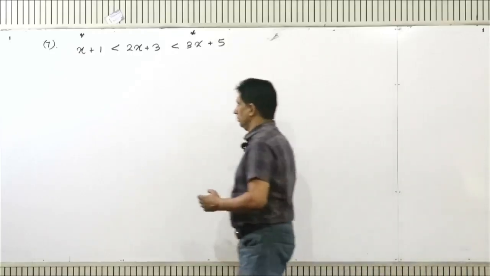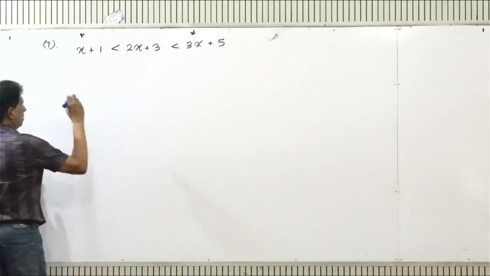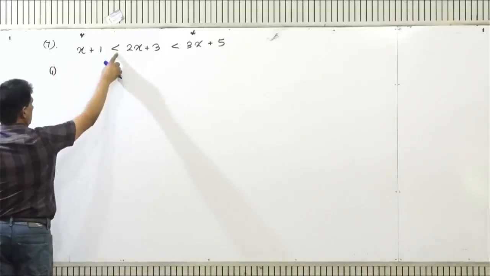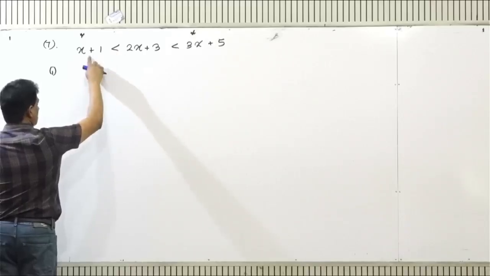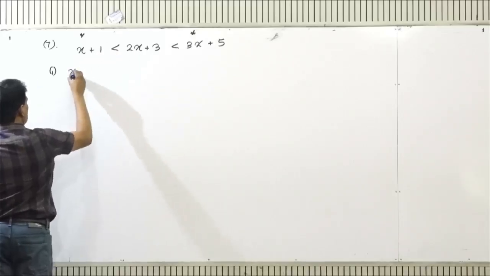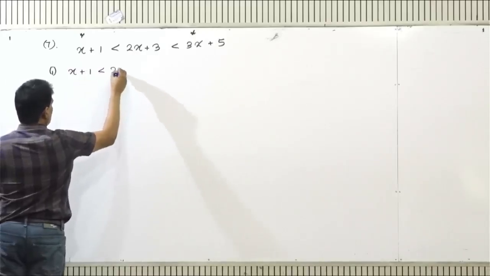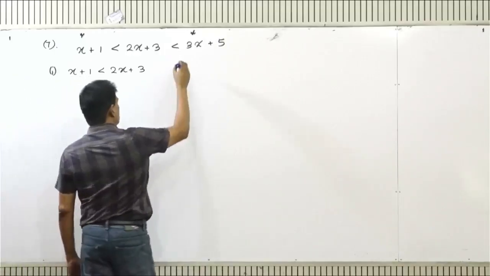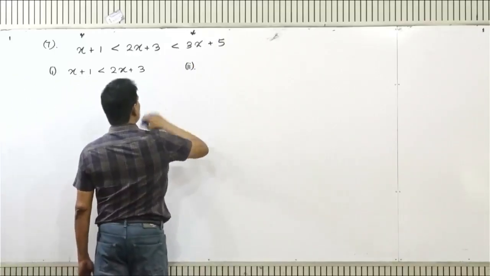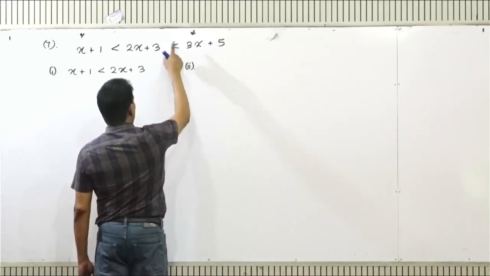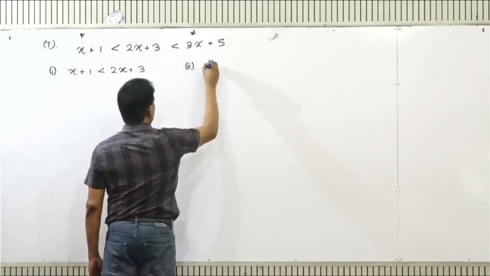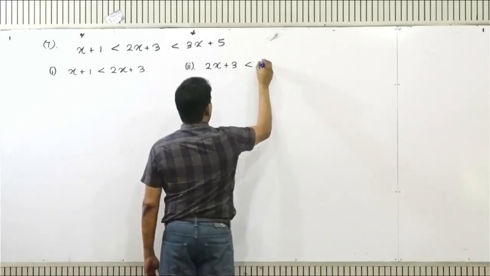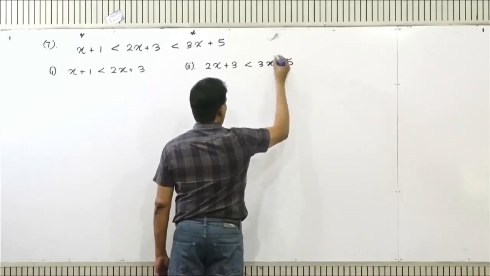Then what we have to do, we have to separate this double inequality, this inequality mark and left hand side and right hand side. Then x plus 1 less than 2x plus 3. This is one inequality. Then second one, this inequality mark and left hand side and right hand side. Then 2x plus 3 less than 3x plus 5.